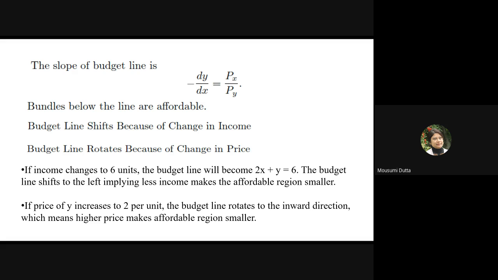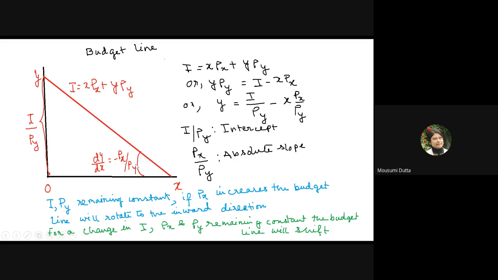Other things remaining constant, if there is a change in income, that will be captured by the intercept of the budget line. So we will have a parallel shift of the budget line. If income falls, the shift will be to the leftward direction. If income rises, the shift will be to the rightward direction. And I also mentioned other things remaining constant.